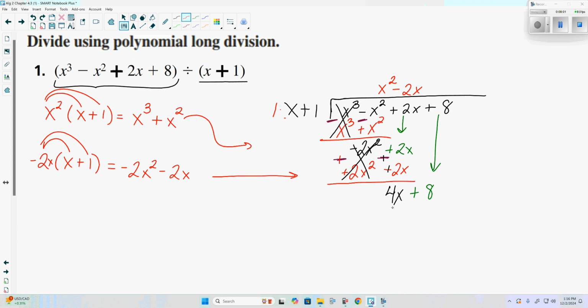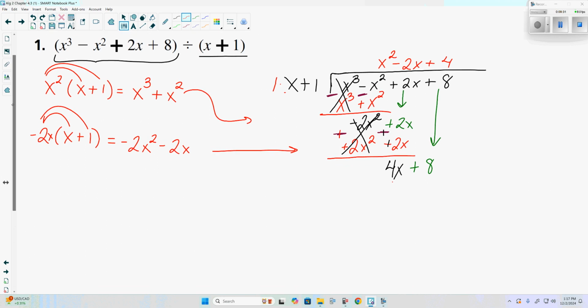What times x gives us 4x? All right, guys. What times x gives us 4x? 4. Because the x's are already lined up, so all we need to do is multiply it by 4. Would the 4 be positive or negative? So we would say plus 4. And we're going to do this again. We're going to multiply 4 by our x plus 1.